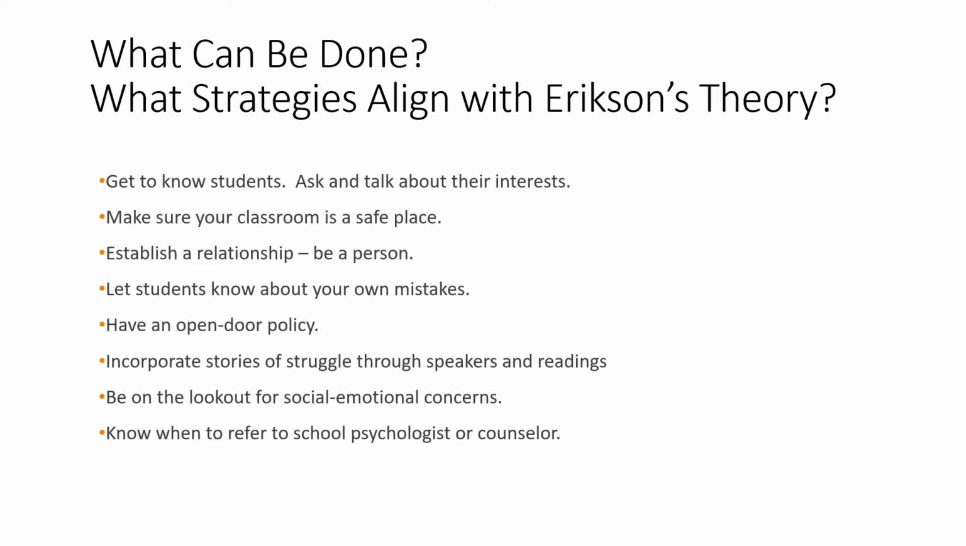Be on the lookout for social-emotional concerns. Be on the lookout, for example, if a student is crying. Be on the lookout if a student has a bruise, or if a student's grades suddenly drop. These are all indications of social-emotional problems. And know when to refer to a school psychologist or counselor. If you suspect serious depression and/or anxiety, get in touch with a counselor.